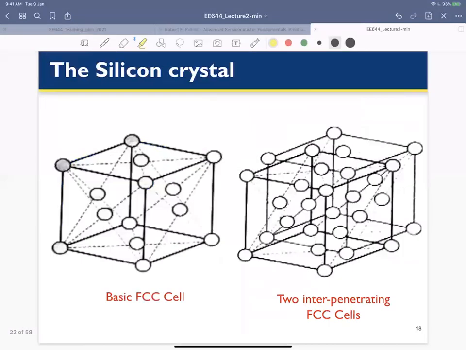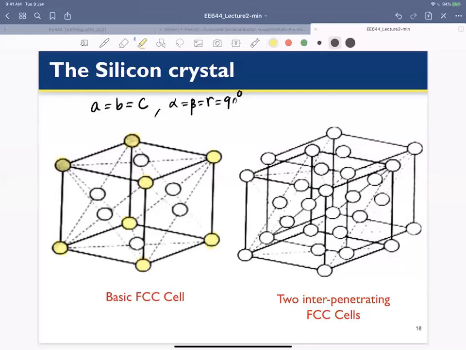Let's say on the right hand side, this is a basic face centered cubic cell, right? What do you mean by face centered cubic? This is a cubic lattice. Why is it a cubic lattice? Because if you see here, a equals b equals c, and alpha equals beta equals gamma equals 90 degrees. So this is a cubic structure. You see there are atoms at the corner, right? We have atoms at the corner.